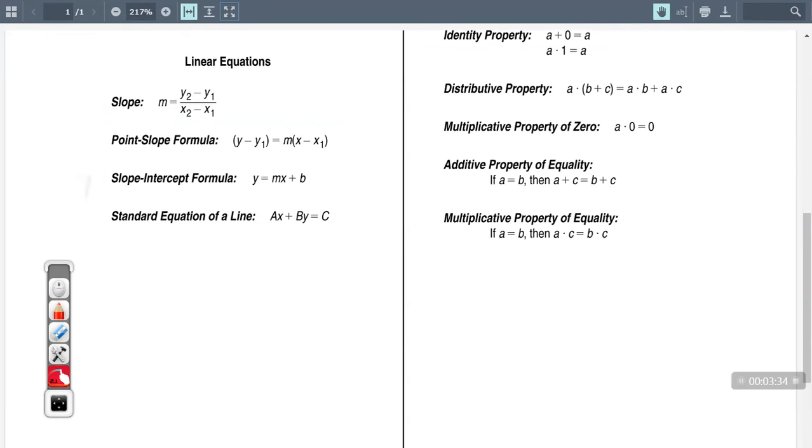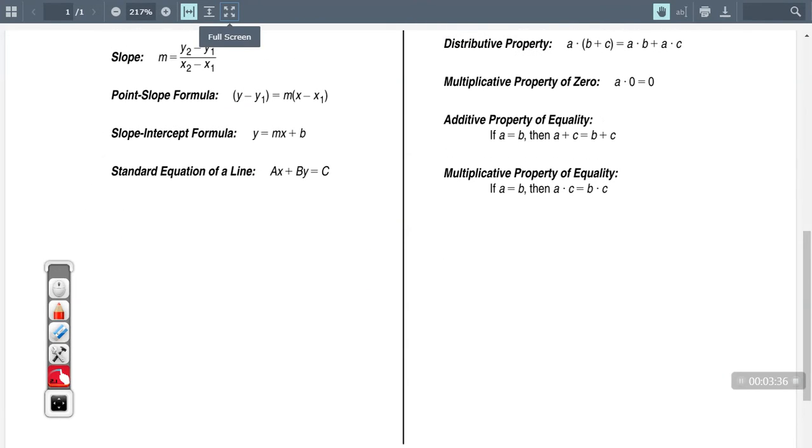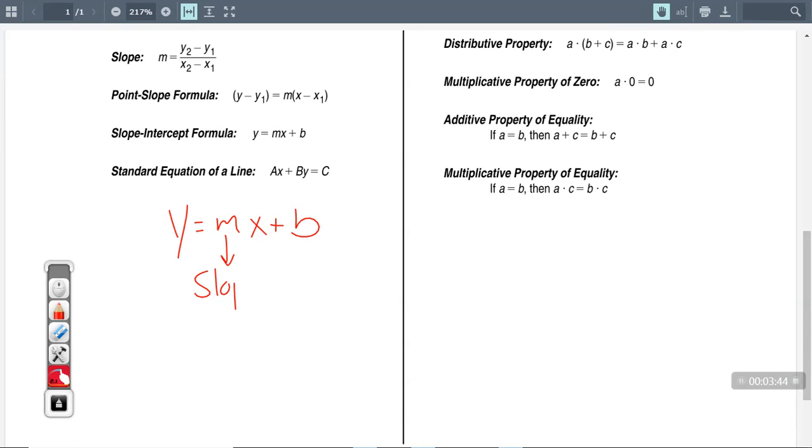As we deal with that slope-intercept form, I'm going to give myself a little bit more room. I'm going to remind us of what those pieces are. So y = mx + b. We know that m represents our slope, and b represents our intercept.